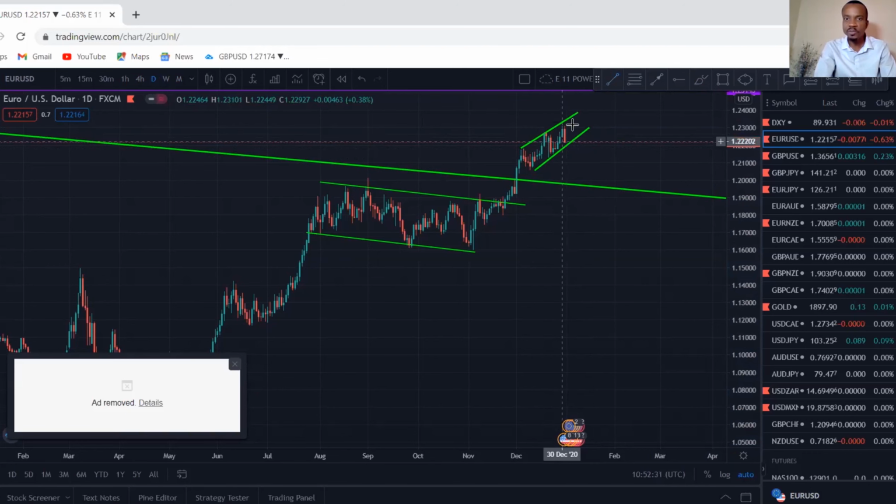Price might decide to test this level and then drop to the downside, or consolidate around this area. But as you can see, it's moving within this channel, a reversal channel pattern. This shows that price might decide to reverse back inside, as we showed you around this area.